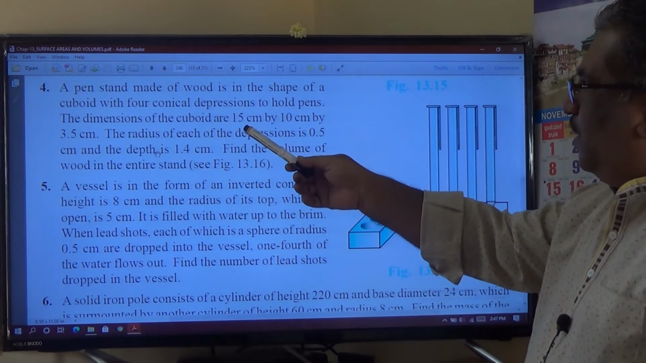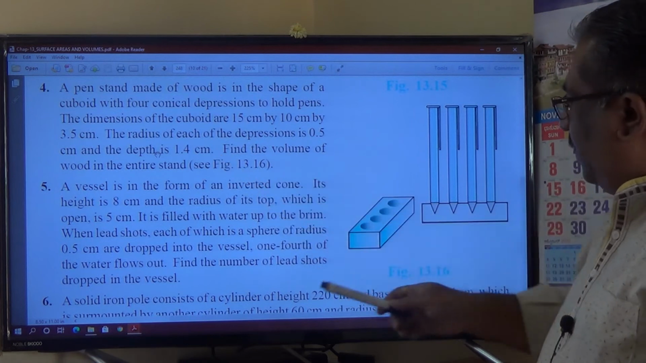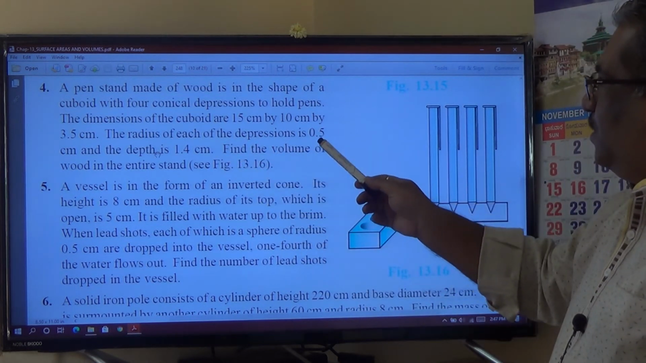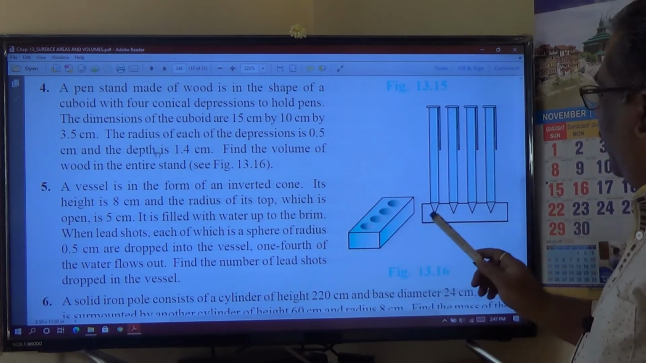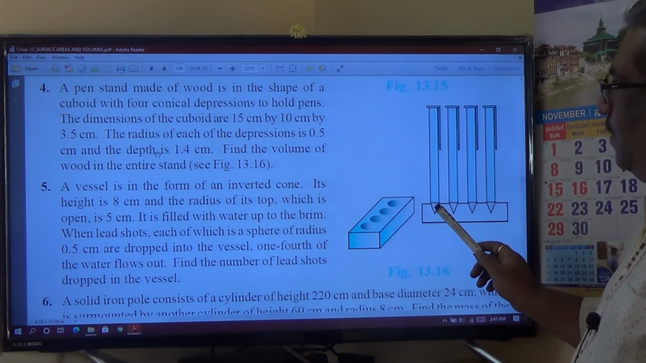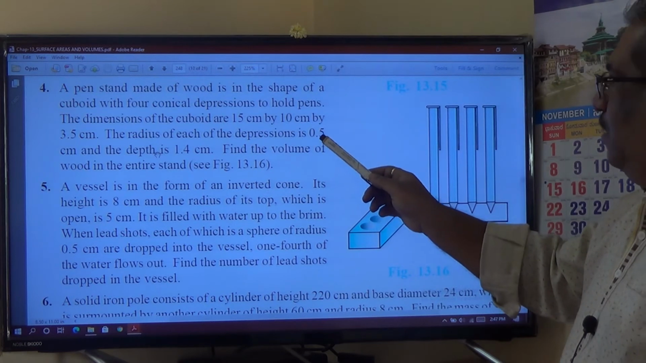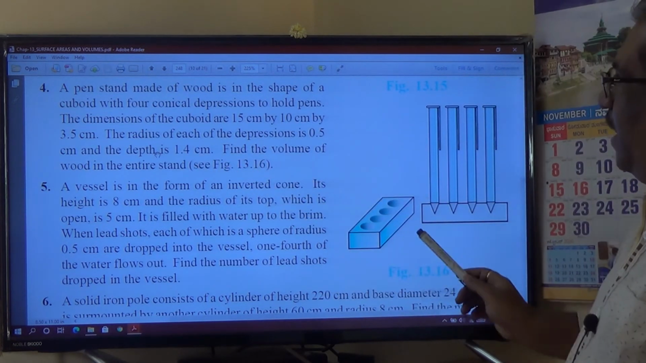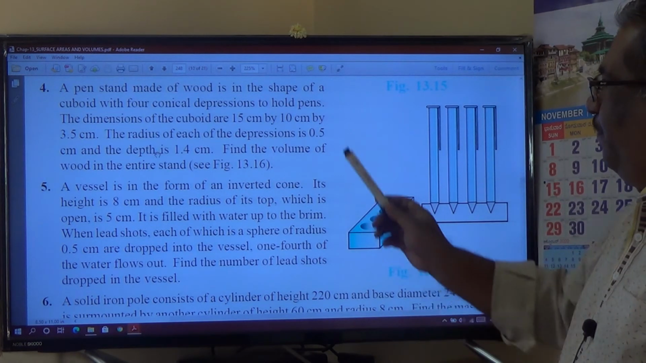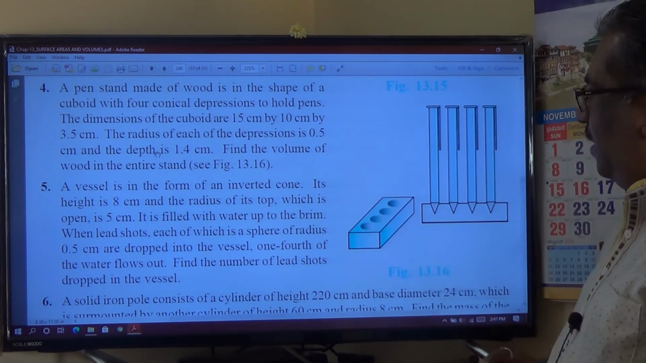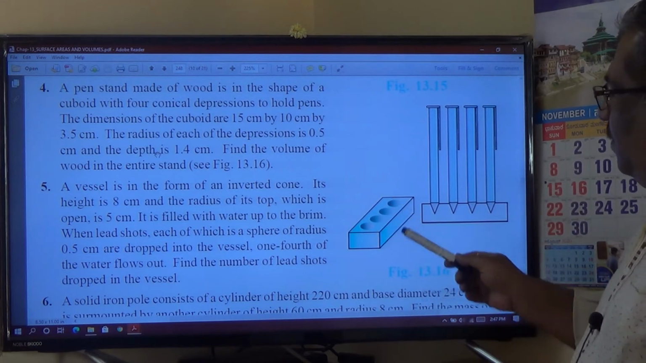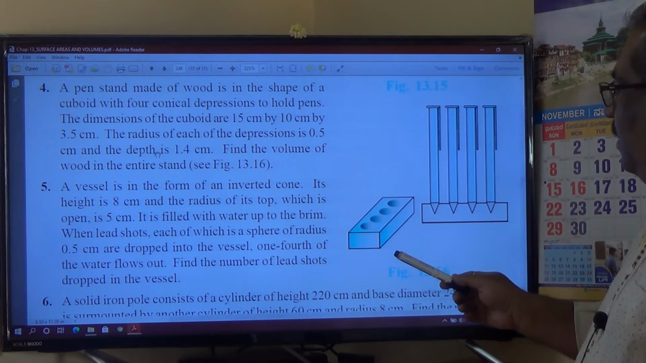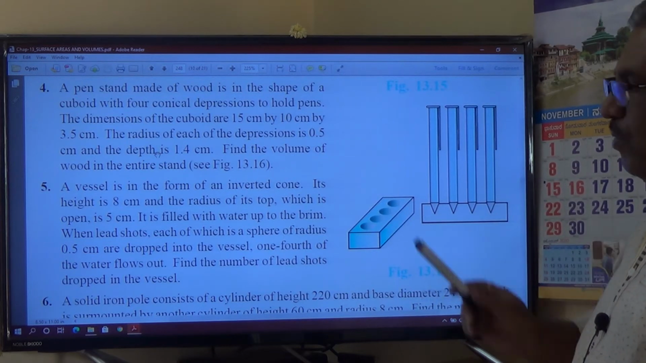The dimensions of the cuboid are 15 by 10 by 3.5 centimeter. LBH is given. The radius of each of the depressions is 0.5 centimeter. The radius of the base of the cone is 0.25 centimeter, and its depth is 1.4 centimeter, height is 1.4 centimeter. Find the volume of the wood in the entire stand. Volume of the wood in the entire stand is equal to volume of the cuboid minus 4 times the volume of the cone. That is the answer.